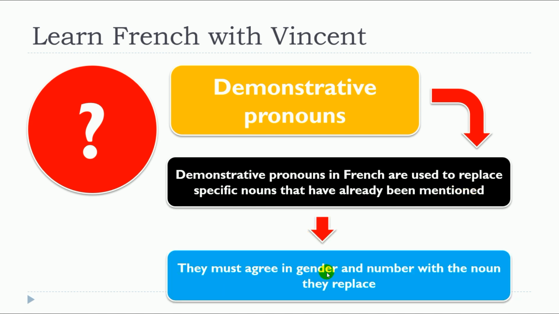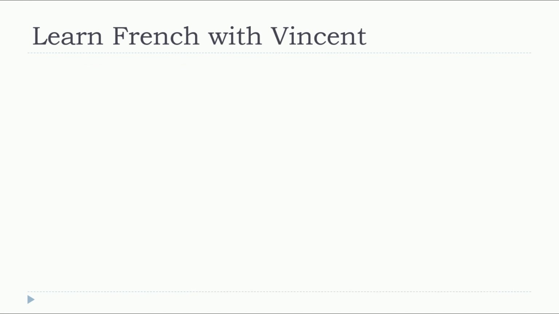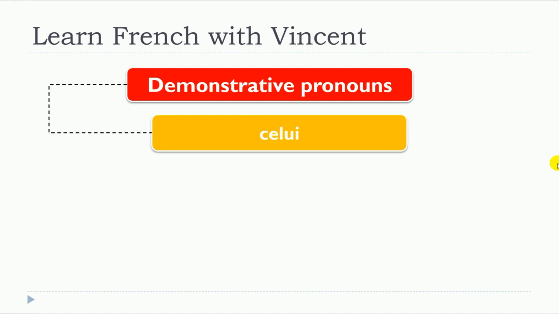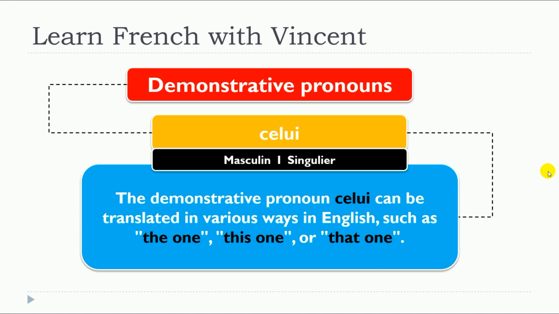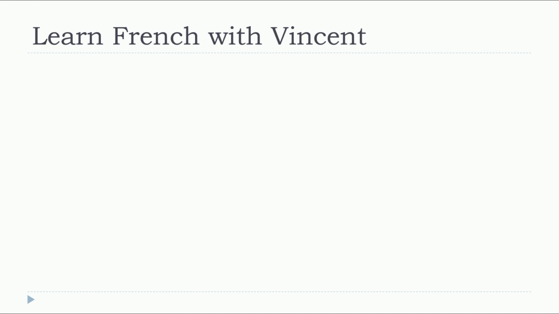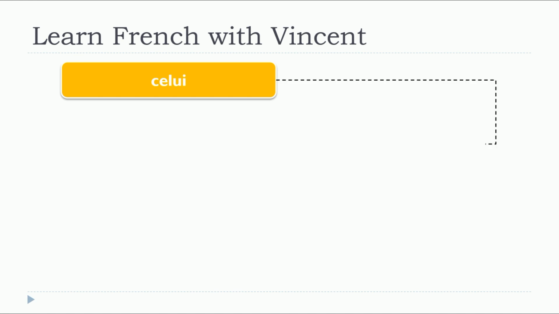They must agree in gender and number with the noun they replace, which is quite logical. In this lesson, we will see the pronoun celui. And the demonstrative pronoun celui can be translated in various ways in English, such as the one, this one, or that one. Remember that celui is masculin singulier. So let's see 4 examples with celui.